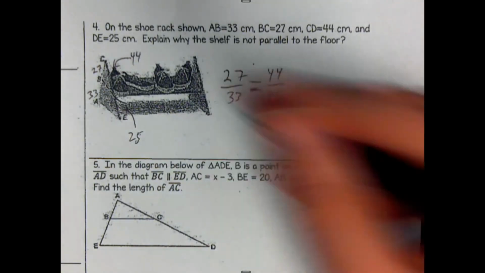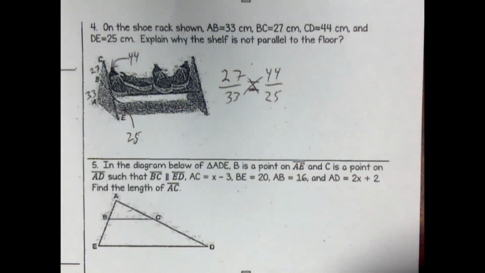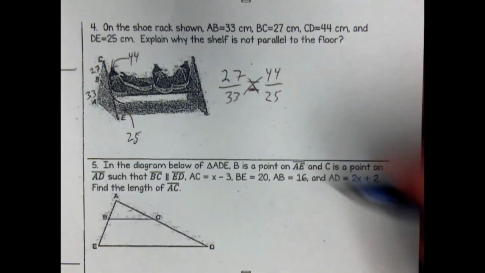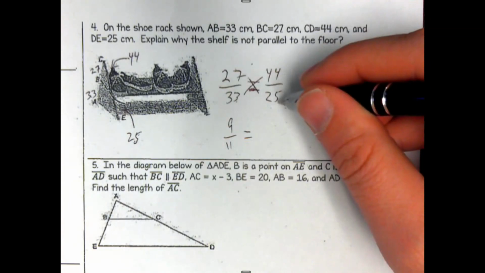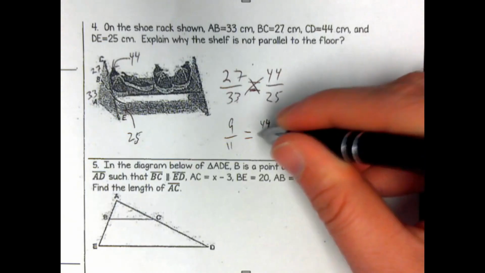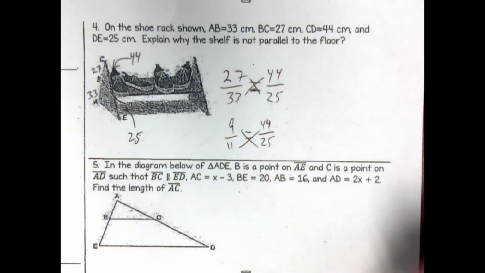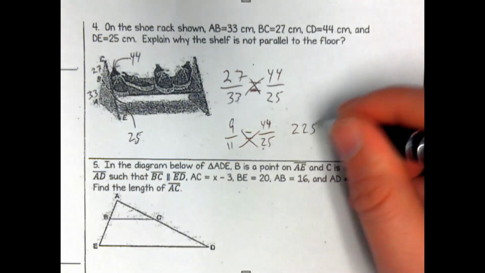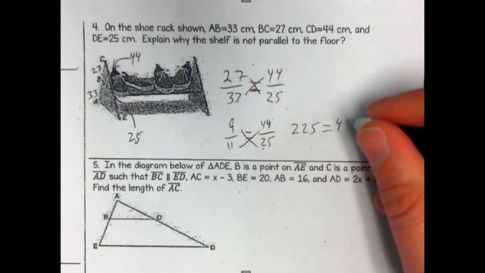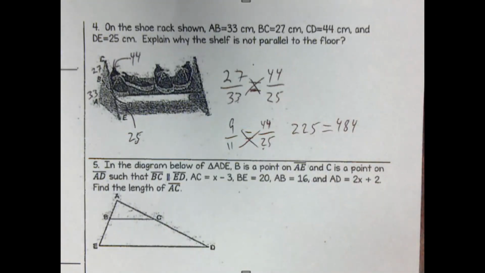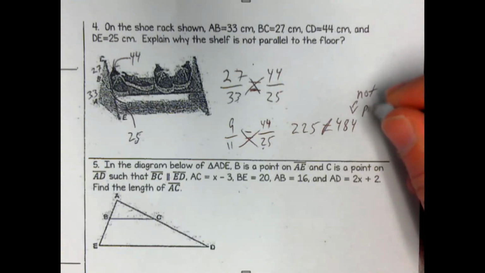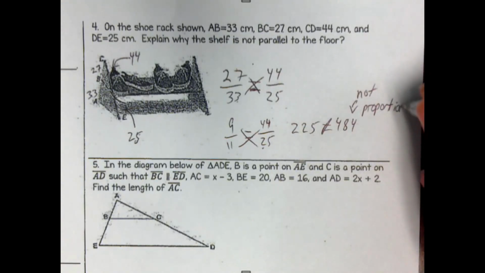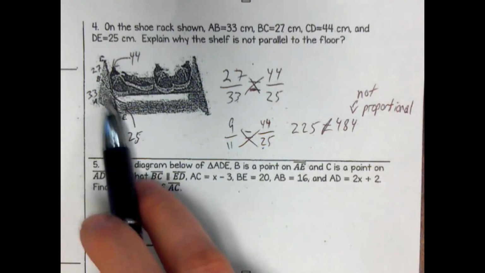But in case you don't catch that, you can go ahead and cross multiply, or you could simplify the two fractions before you multiply. That might be easier. I can divide both of these by 3 to get 9/11ths, and I can divide both of these by nothing, so it'll still be 44 over 25. And then when I cross multiply, 9 times 25 is 225. 11 times 44 is 484. Those are not equal to each other. So this was not proportional. And because it's not proportional, that must mean that the shelf is not actually parallel to the floor.